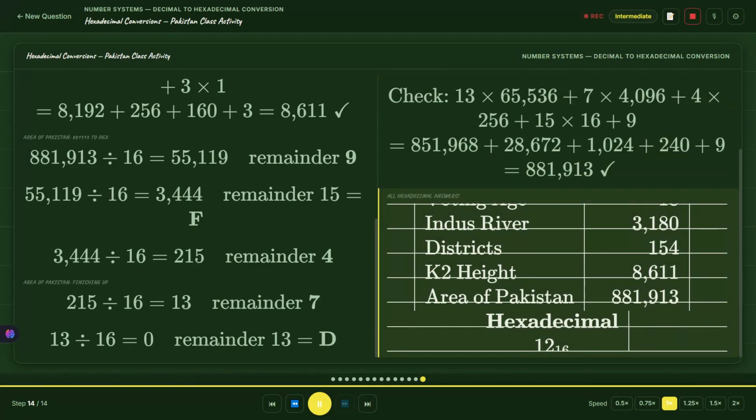Here is our complete answer table. We changed all 5 Pakistan facts into hexadecimal. The trick was always the same: split by 16, write down what is left over, and read from bottom to top.